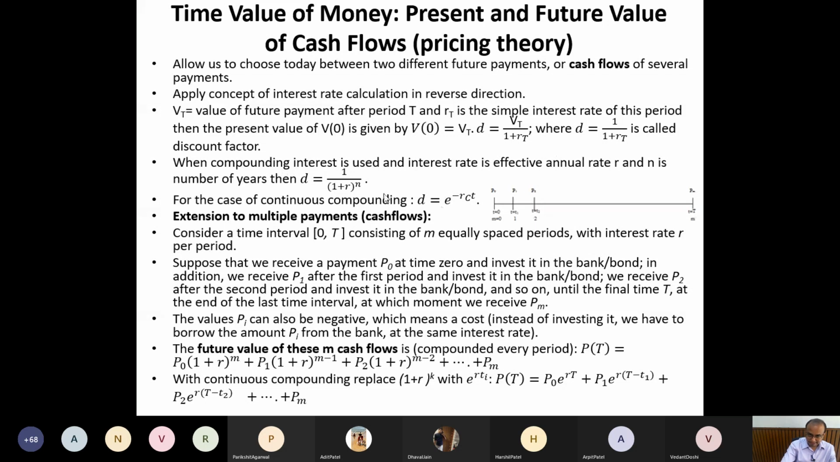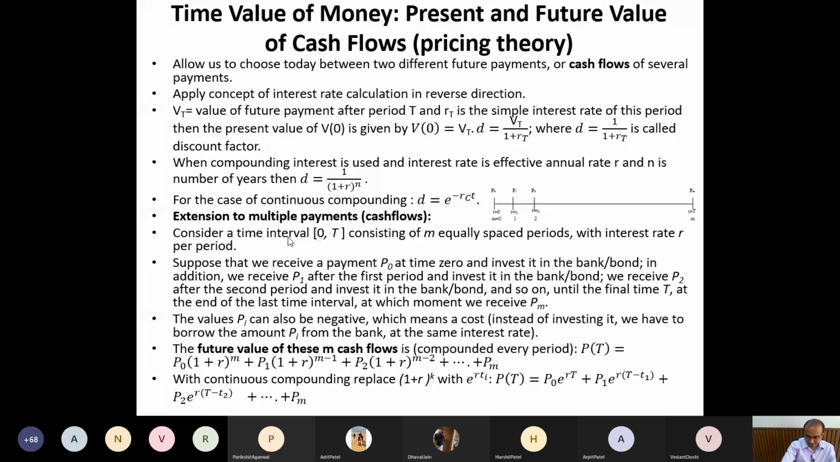Okay. Now this is a very simple thing. In practice, the situation is not that simple, right? So let me go to some practical situations. We take certain assumptions in situations and then we can go to the real situations, right? So now we extend this to multiple payments or cash flow, right?